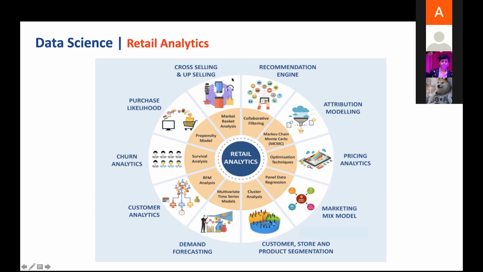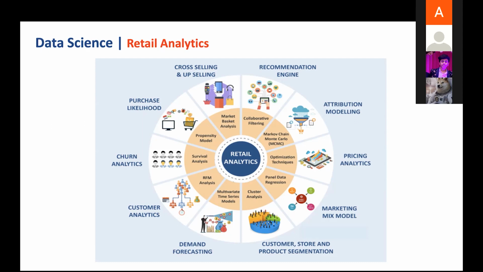I talked about cross-sell and upsell. Okay, churn analytics. Churn means a customer is likely to churn from my system, like dropping off from my page or dropping off from my cart page. Then purchase likelihood: what is going to be the purchase? We can create some models for that. So these are the retail analytics.